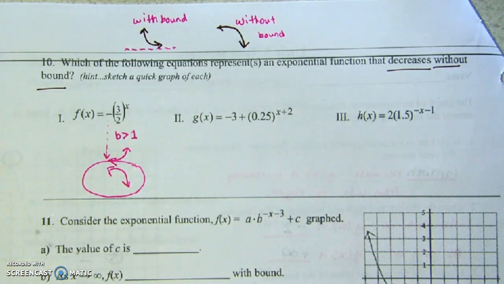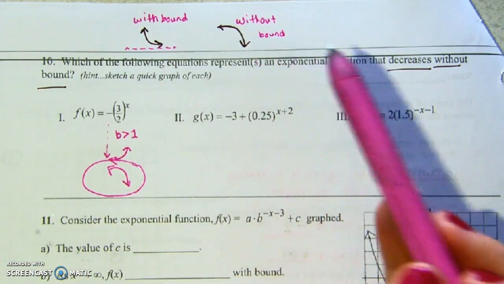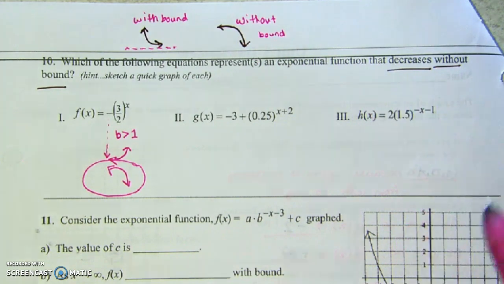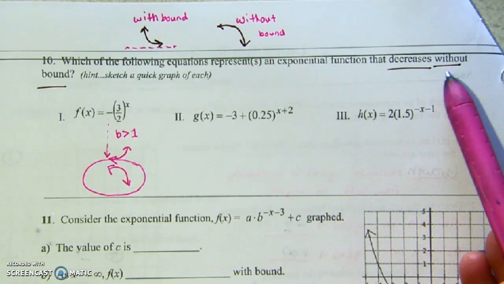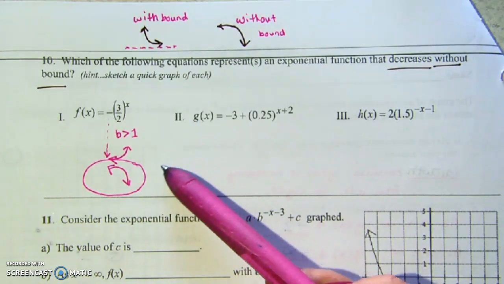Okay, what do you say? Is that decreasing with a bound or decreasing without a bound? This is decreasing without bound. Oh, the question says without bound. So is this decreasing without bound?